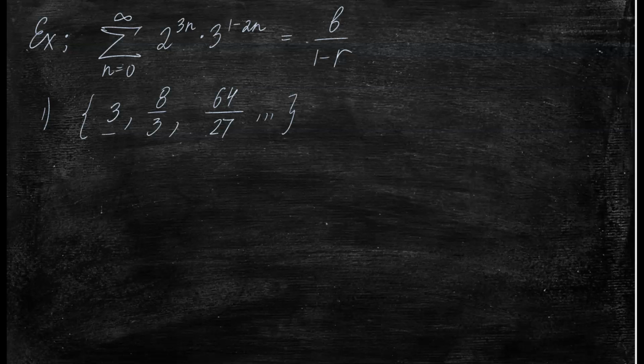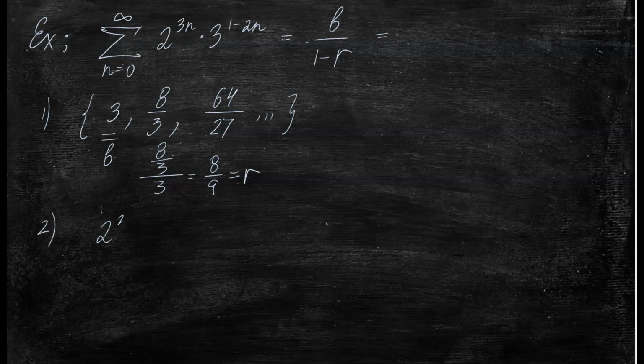So what do we see here? Well, the first term is b, and the common ratio can be found by taking the second term and dividing it by the first term, so it's 8/9. So before I plug it into the formula, let's try to manipulate this algebraically.